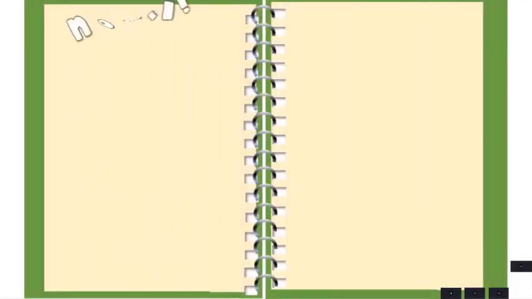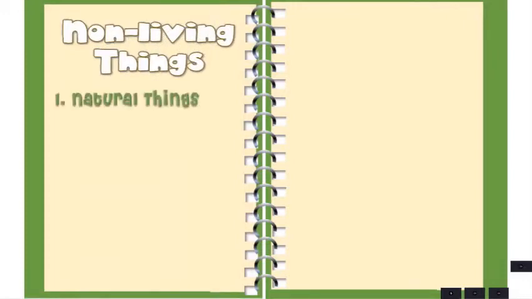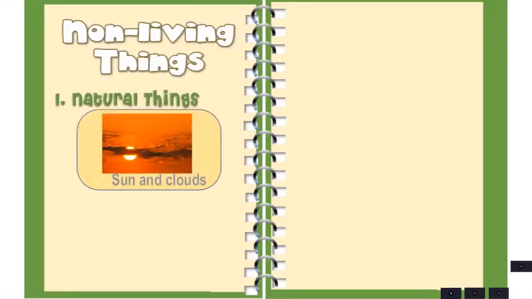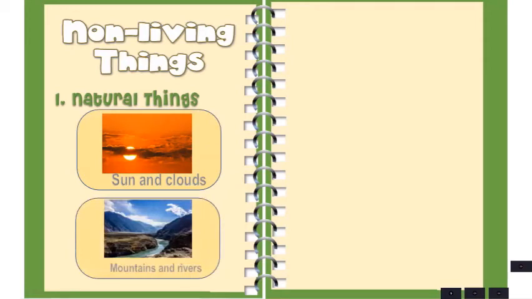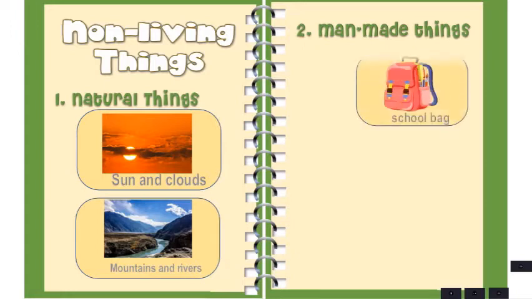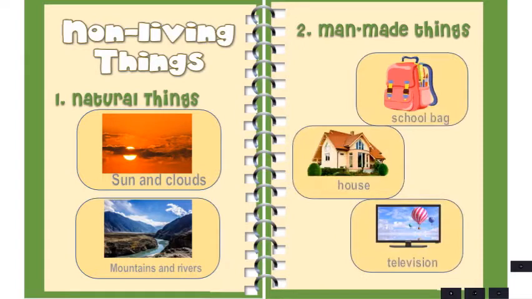Non-living things can be two things. First, it could be natural things. For example, sun and clouds, mountains and rivers. Number 2, non-living things could be man-made things, meaning people made this stuff. For example, school bag, house, television. All that you can see inside your house, at school, or outside that was created by people, these are called man-made things.